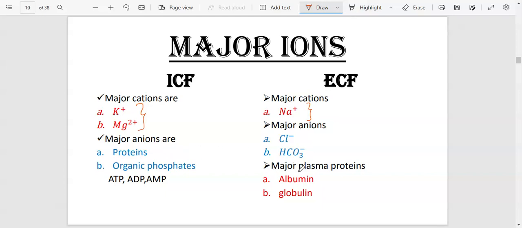But for the ECF, the major anions, we have got the chloride ions and the bicarbonate ions. We also have plasma proteins. You know that plasma is found outside the cell, all right? It is part of ECF. So the major plasma proteins we've got are albumin and globulin, all right?